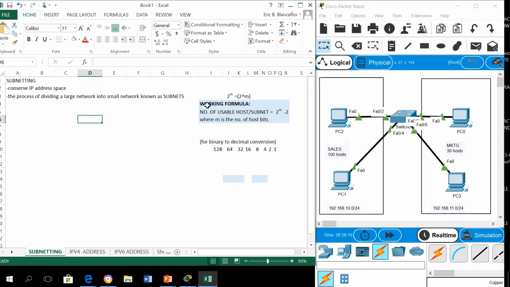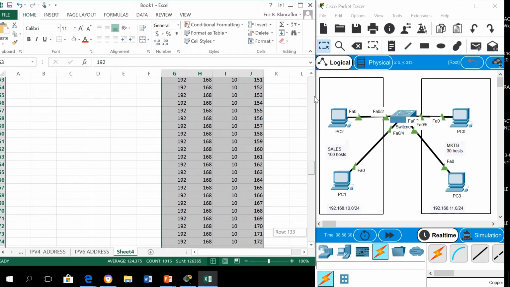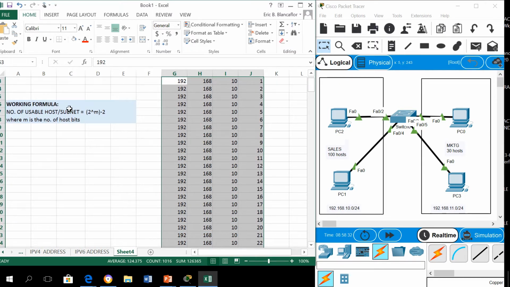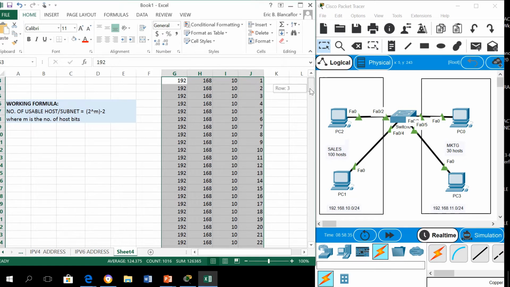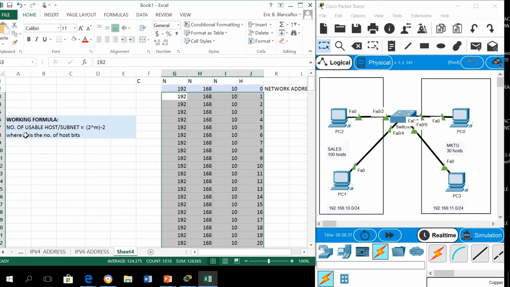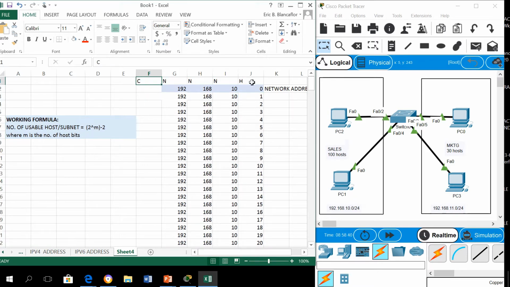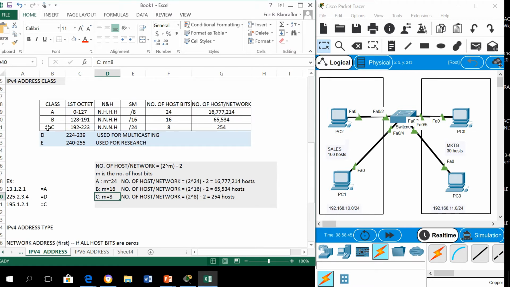It has this working formula: the number of usable hosts per subnet is 2 raised to m minus 2, where m is the number of host bits. Let's go back to the class C and work with this formula. Take note that for a class C, m, the number of host bits, is 8, as we discussed last time. So m equals 8.